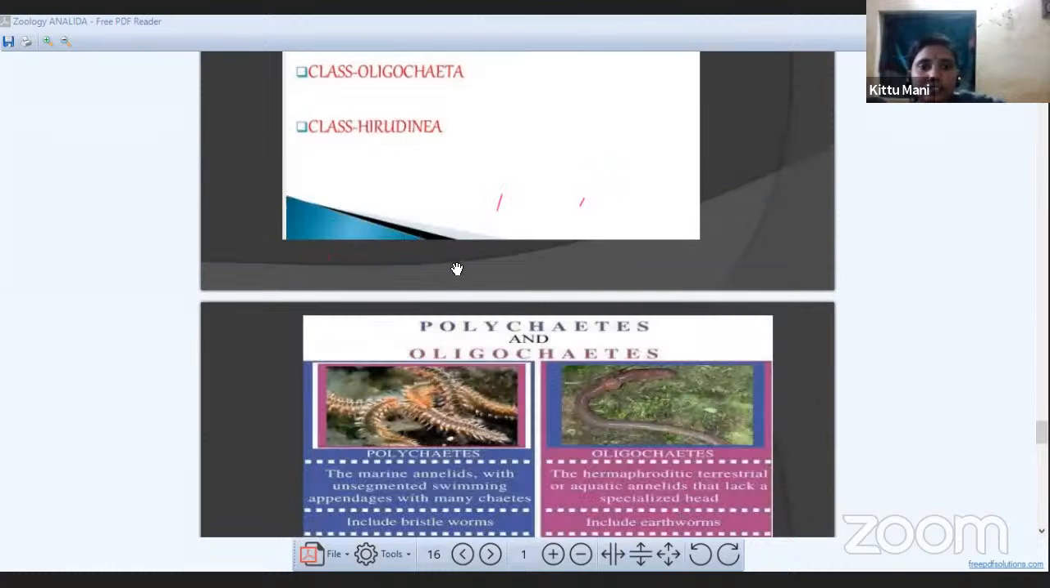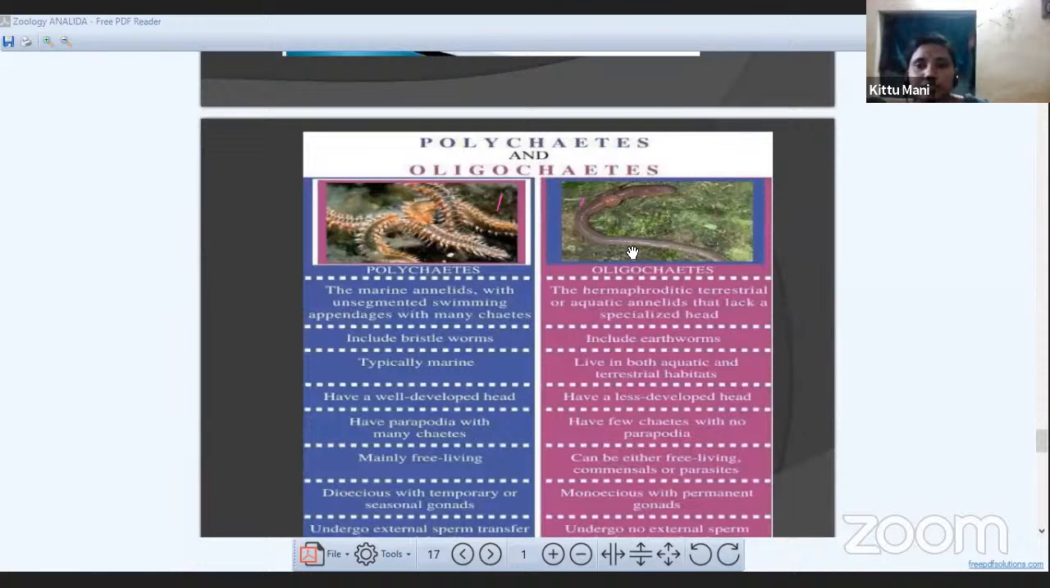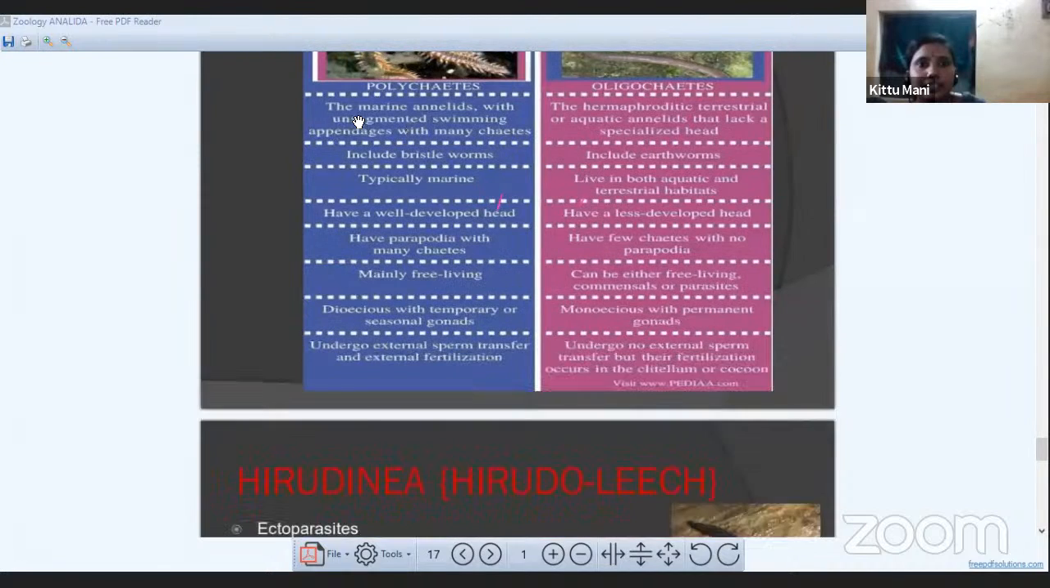Here we observe the polychaetes and oligochaetes. What are the differences and what are the similarities between them? We will observe. First of all, we will enter into the polychaeta. They are marine annelids. We already discussed that some of the annelid organisms are marine. So some of the polychaetes live in the sea.